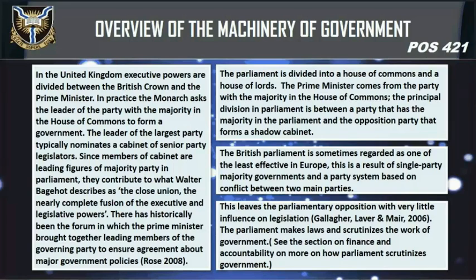According to Gallagher, Lever and Minogue 2006, the parliament makes laws and scrutinizes the work of government. See the section on finance and accountability for more on how parliament scrutinizes government.